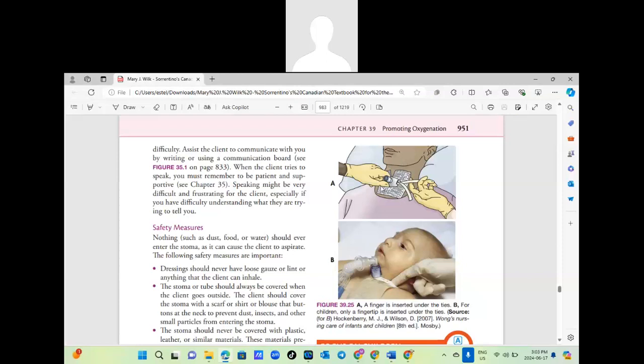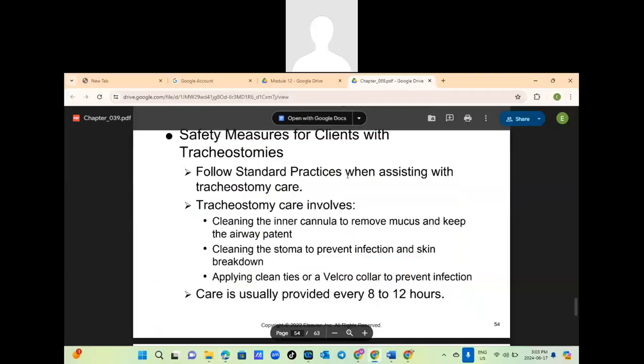For some reason, if you live in the city, maybe the nurses come and change the dressing, but you might be delegated or asked to do tracheostomy care. Okay, all right, so let's continue. This is for the baby over here.